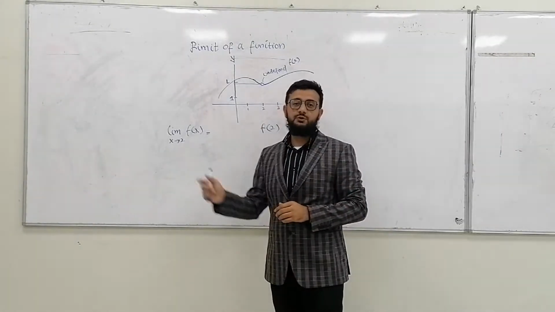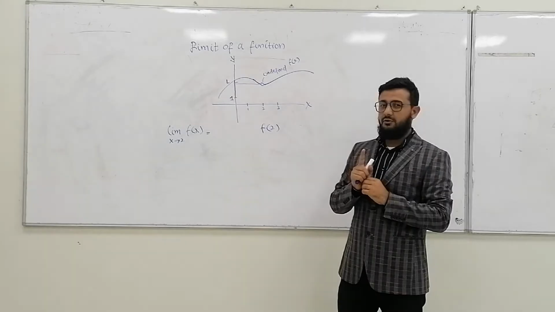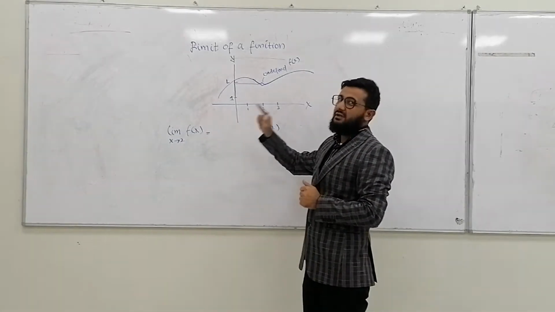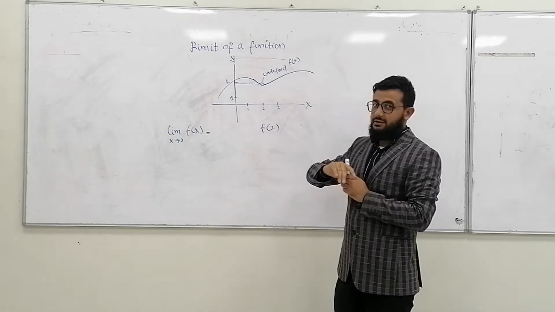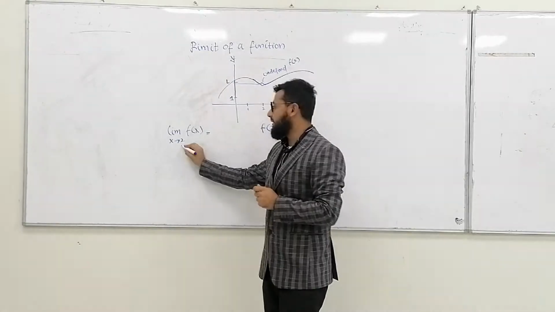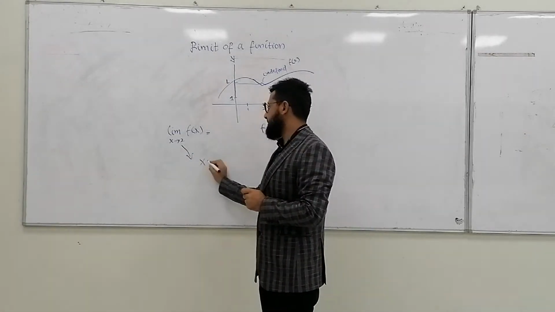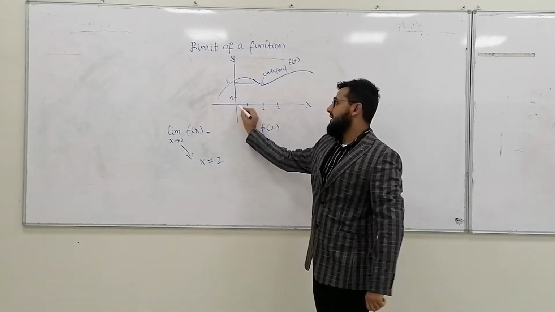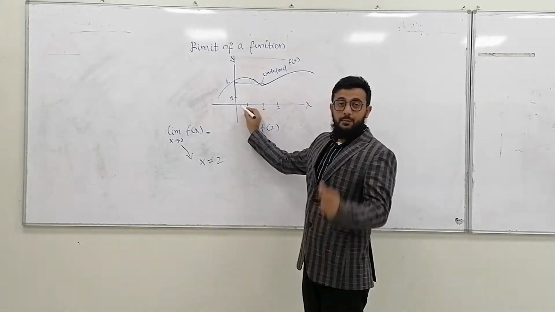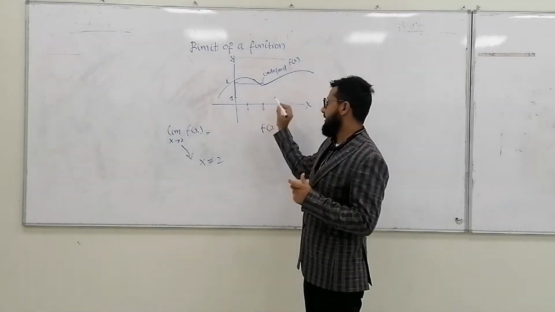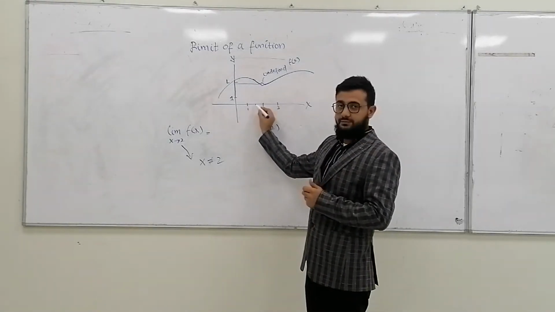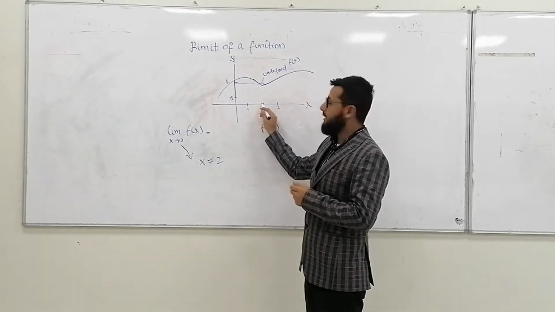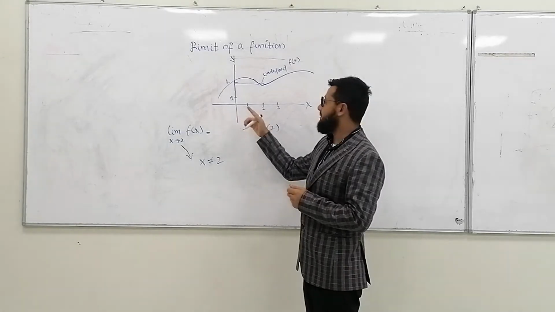x approaches 2. You have to keep it in your mind: when I say x approaches 2, I don't mean x equal to 2. This should be really clear. What I mean is, let's say I start from here. Approaching means, this is like 2, so I'm approaching towards 2. I'm getting closer and closer to the value of 2, which is the value of x, right? So I'm getting closer to 2.